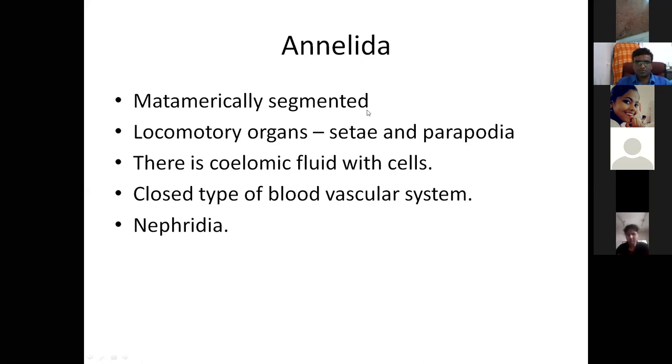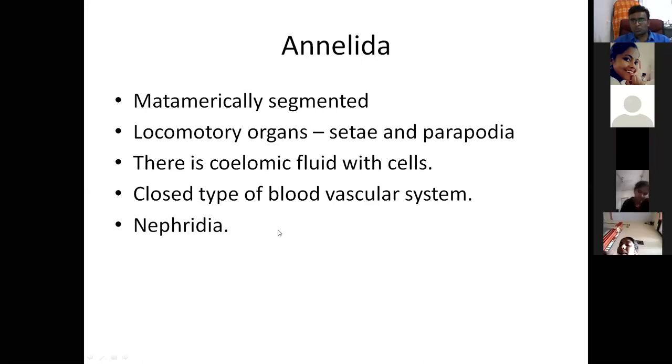So yes, locomotory organs we were discussing. In graduation class, there used to be a dissection of the earthworm where we used to mount the setae and all. They are the supportive structures that help in the locomotion, and they are present on the parapodia. Now, because there is formation of the true coelom, there is coelomic fluid which is present in the body cavity, in the pouches, and it possesses cells. This is another development. And here, for the first time, we can see there is a blood vascular system.